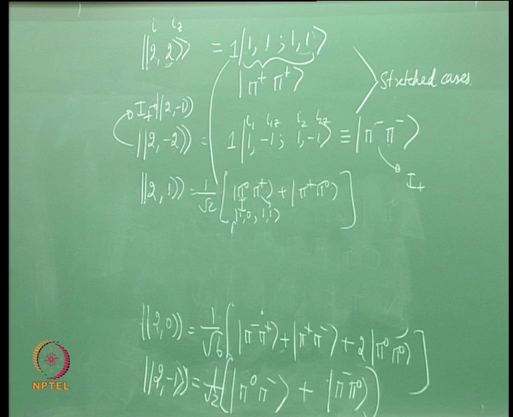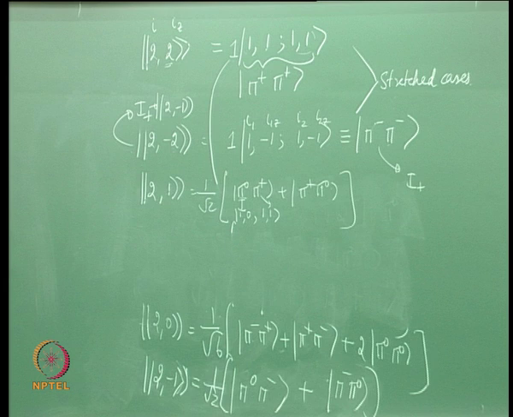The same argument holds when we discuss the coupled state 2 comma 0, for instance, where we have pi minus pi plus plus pi plus pi minus plus 2 pi 0 pi 0. Now the second remark is on the symmetry properties. In all these states, take for instance the stretched case 2 comma 2. If you interchange I1z with I2z, the state remains the same.